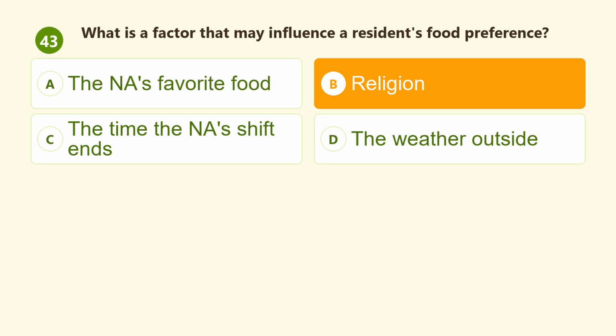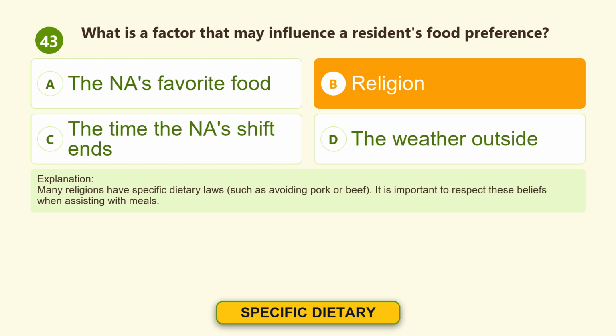The correct answer is option B, religion. Many religions have specific dietary laws, such as avoiding pork or beef. It is important to respect these beliefs when assisting with meals.